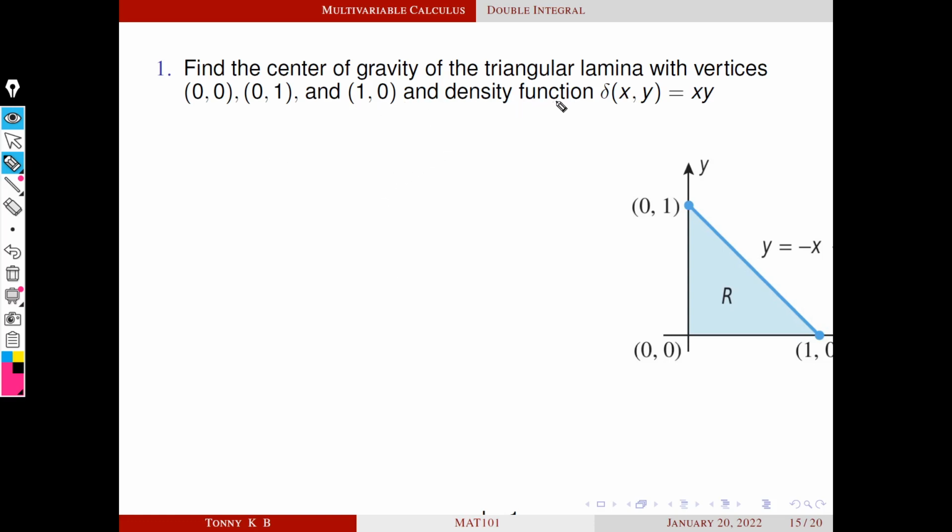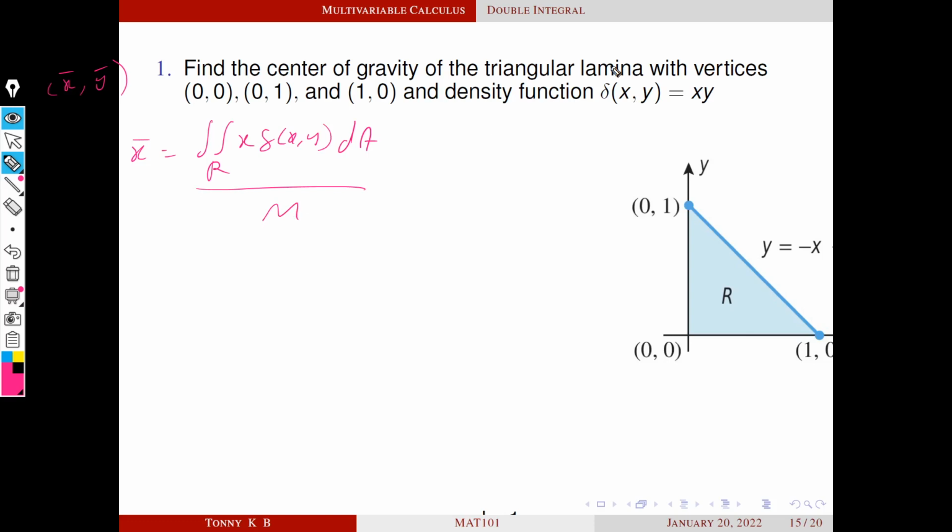Find the center of gravity of the triangular lamina with the vertices (0,0), (0,1) and (1,0). The density function is delta of xy equal to xy. Let (x bar, y bar) be the center of gravity. Then we know that x bar equals the double integral over R of x into delta of xy dA divided by m. m is the mass of the lamina.